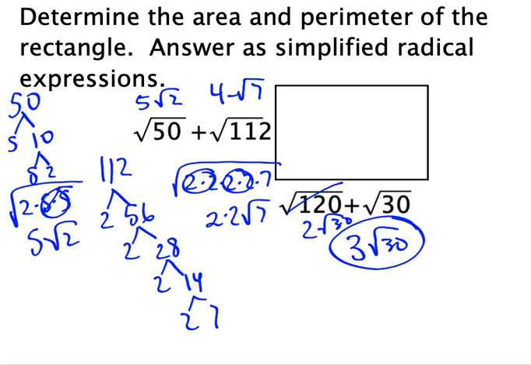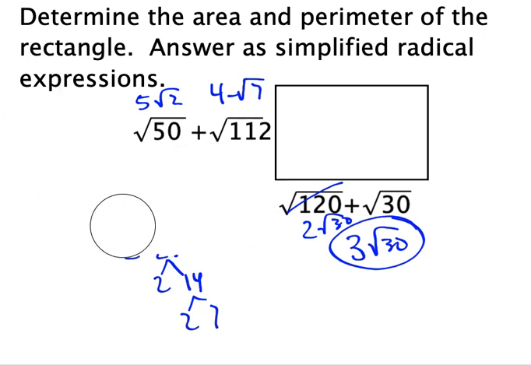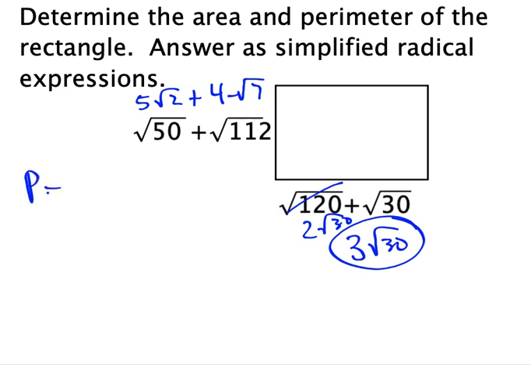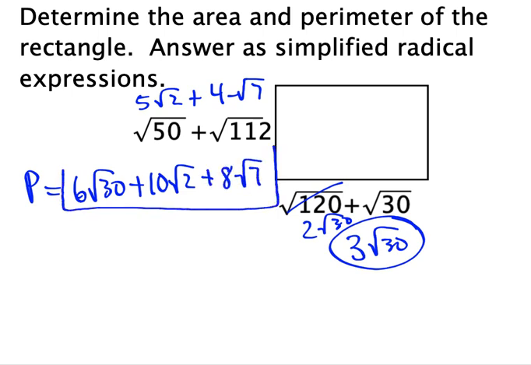All right, so go ahead and clean this up a little bit. We have, for our perimeter, we're going to have 2 of each of these. So 3 square roots of 30 becomes 6 square roots of 30 when we have 2 of them. 5 square roots of 2 becomes 10 square roots of 2. And 4 square roots of 7 becomes 8 square roots of 7 when we include both sides. And that is the perimeter.